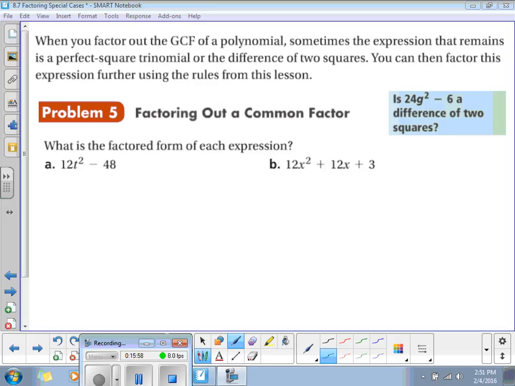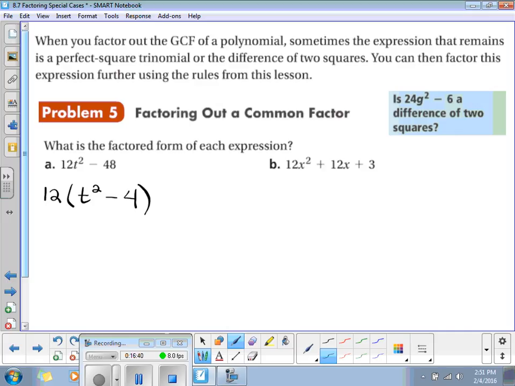Because right now, is 12t squared a perfect square? No. 48? No, it's not a perfect square. Those are not perfect squares, right? But look at what happens when we factor something out. What can I take out of 12t squared minus 48? 12, right? So, we're going to factor out a 12. And when you factor it out, where does it go? On the outside of the parentheses. Very good. So, we've got 12 times a quantity. Now, this is going to be t squared minus 4.